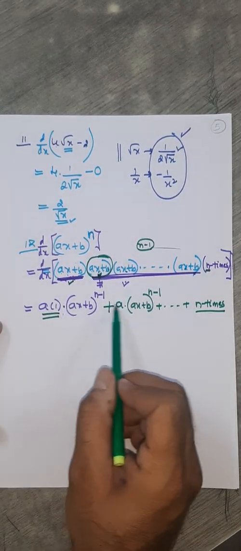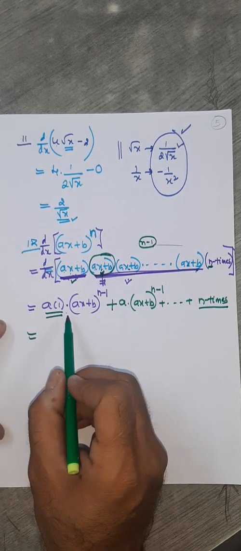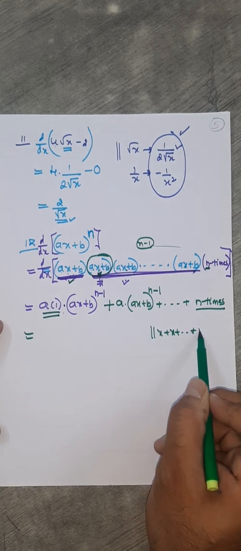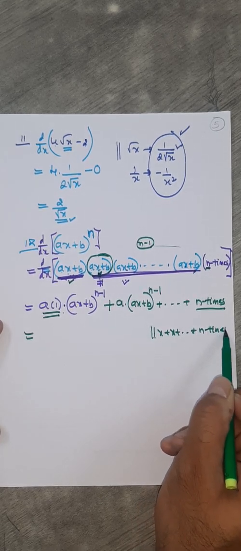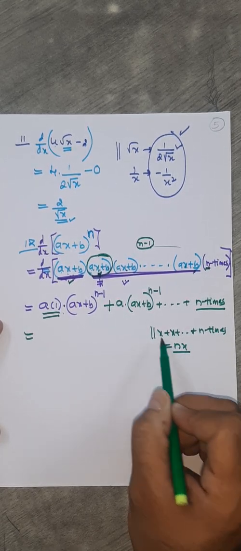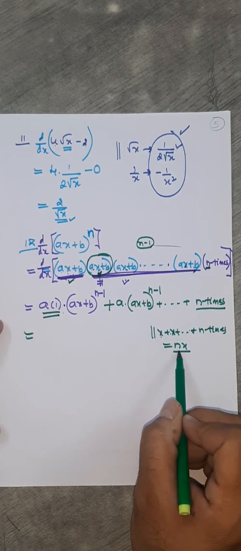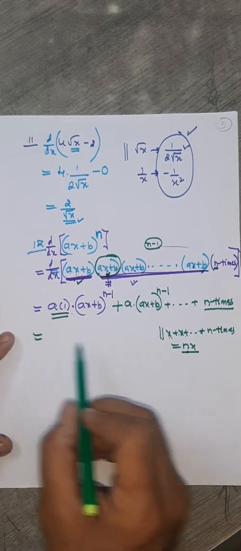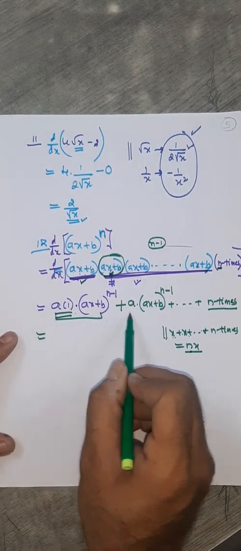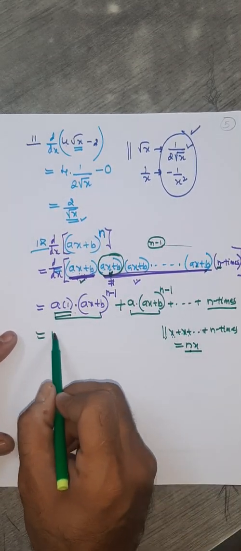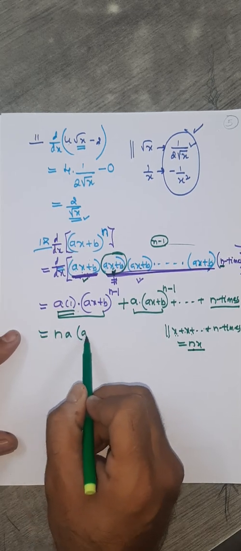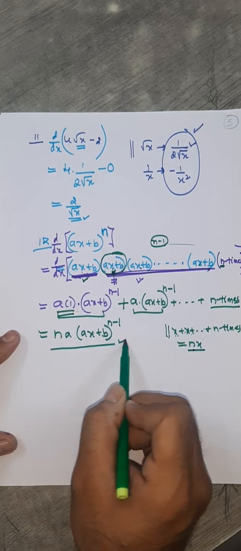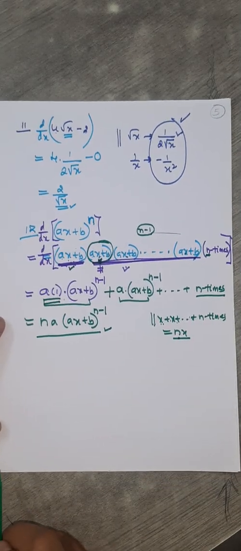Fine. So single term n times. It's like if you write x, n times, what is that? It is nx. If you write x 3 times, it is 3x. x 4 times, it is 4x. So here this term, how many times? n times. So n into (ax + b) raised to n minus 1. This is the required derivative. Right?